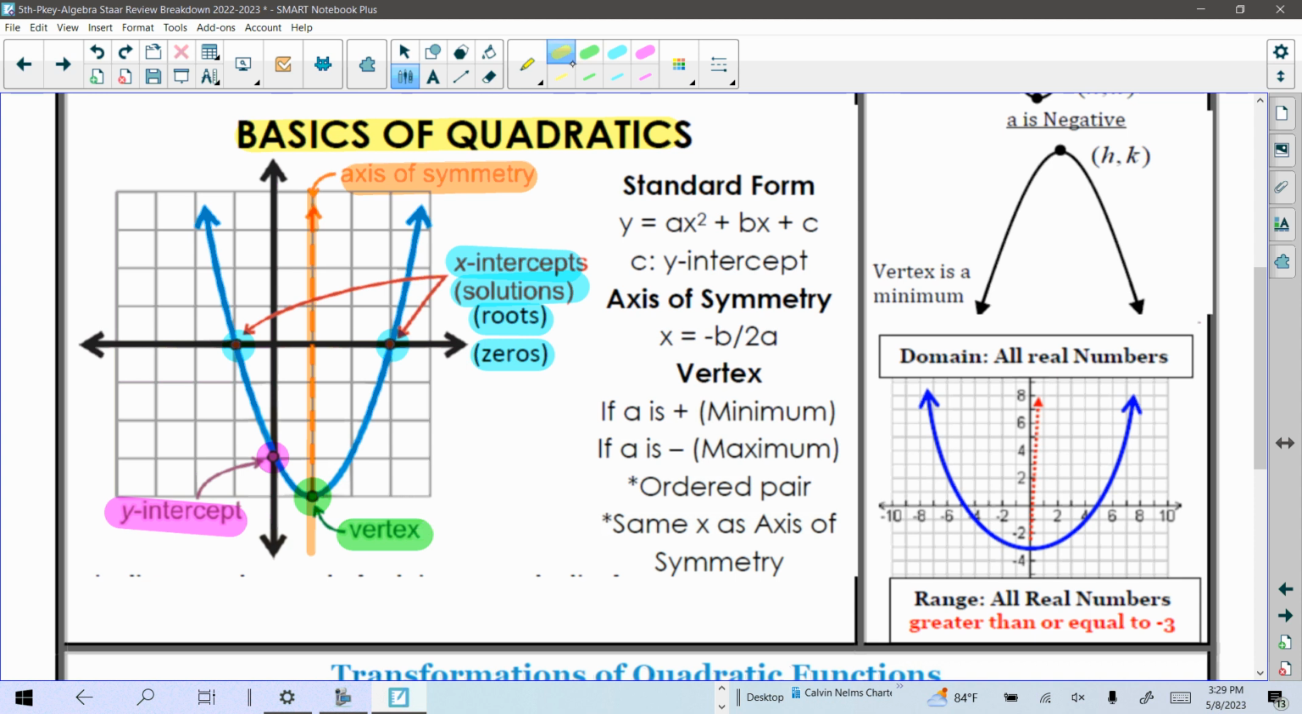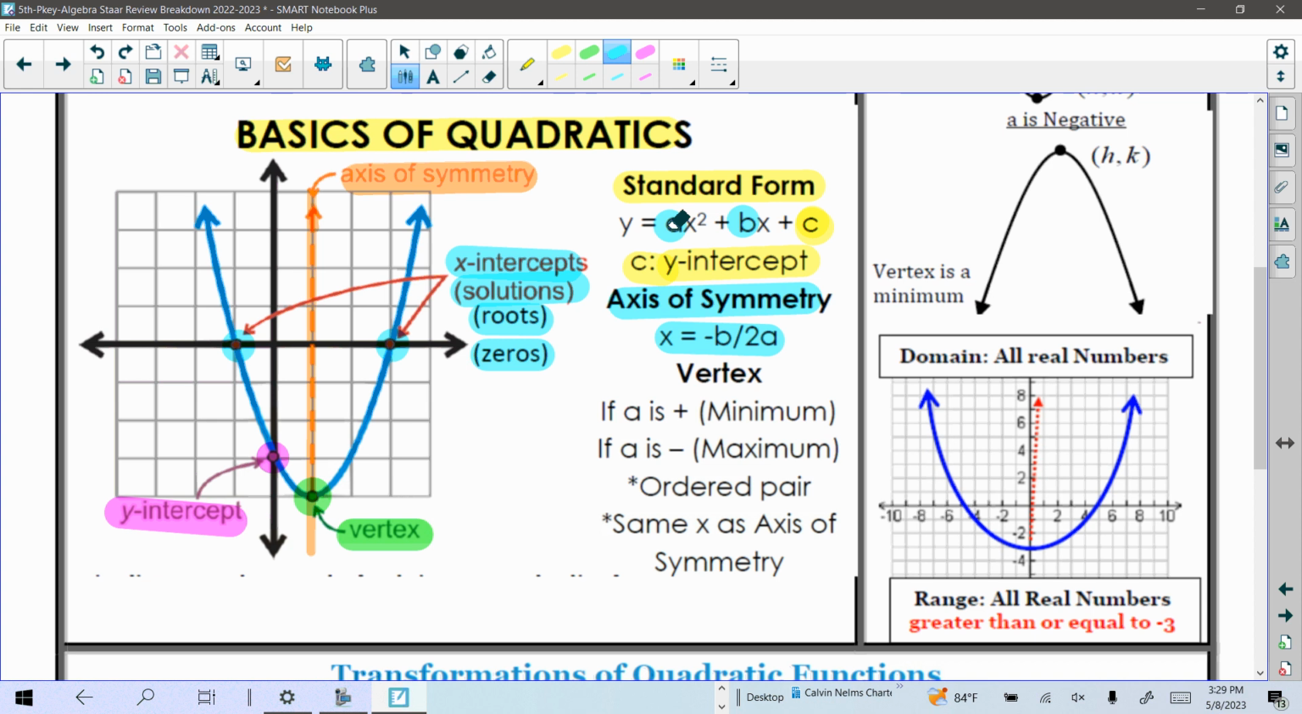Some of the key basics: if you're in standard form, the c in the standard form is your y-intercept. The c represents the y-intercept. Also you need to understand your axis of symmetry. We do have a formula for that: negative b over 2a. That means you would use the b and the a from the standard form in that formula to calculate it with pencil and paper.